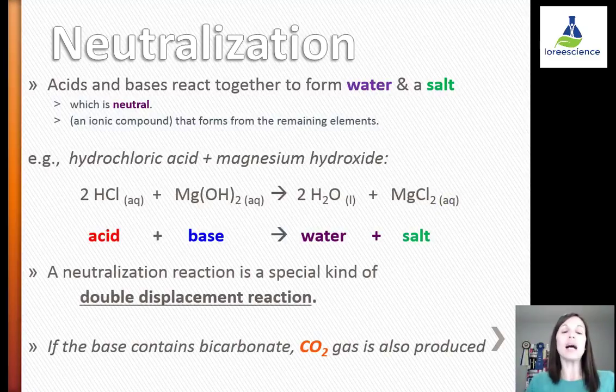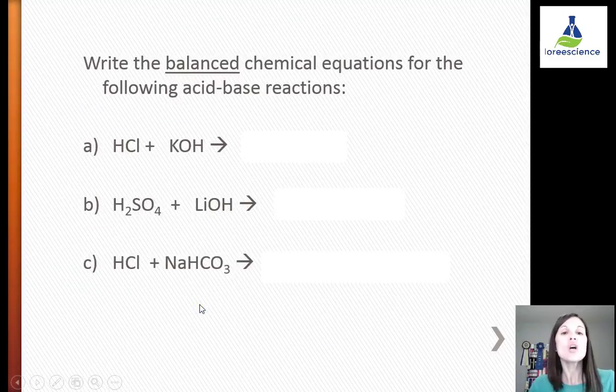However, if the base contains a bicarbonate or a carbonate as part of its compound or part of its formula, carbon dioxide gas will always be produced as well. So you'll have water, salt, plus carbon dioxide. You'll recognize neutralization is simply a special type of double displacement reaction. So write the balanced chemical equations for the following acid-base reactions. Can you predict what the products will be, and can you balance it? Pause the video now and give it a try, and we'll put the answers up in just a moment.